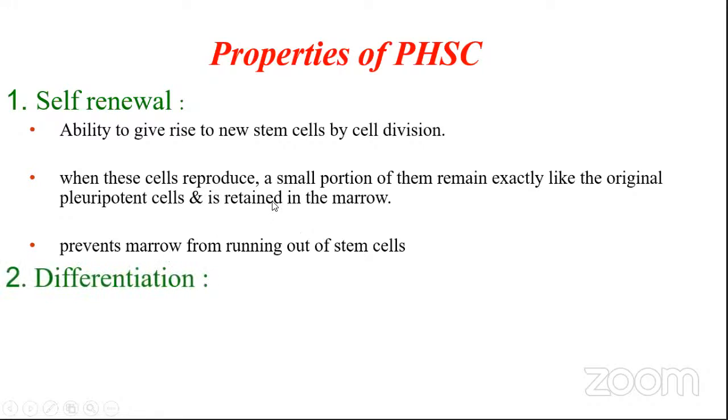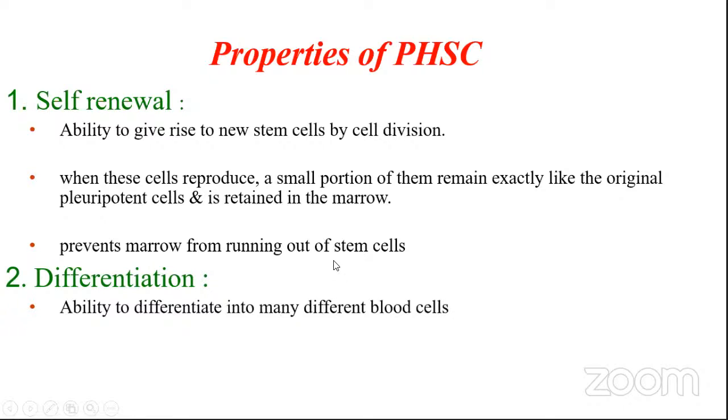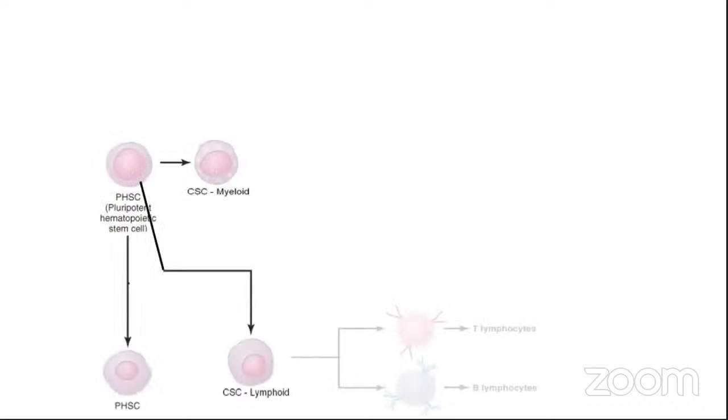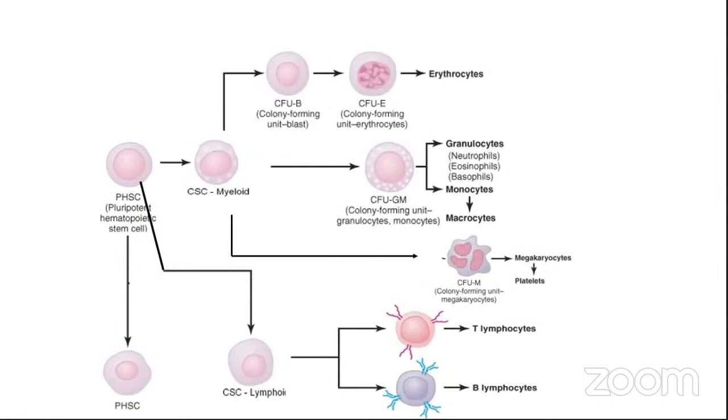The second property is differentiation. What is differentiation? It is the ability to differentiate into many different blood cells, as I told in the previous slide. Those are the two properties. This is the same diagram, where they get committed and differentiate to the various cell lines.